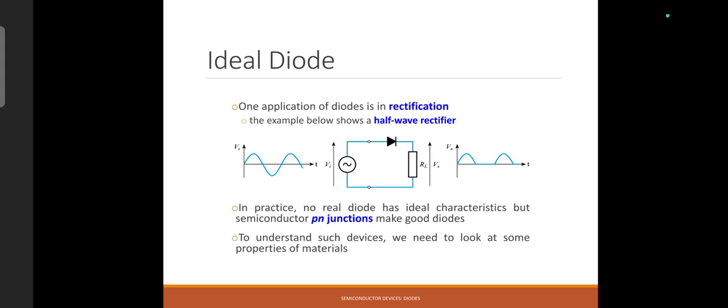Ideal diode application as a half-wave rectifier. One of the most common applications of a diode is rectification. Rectification is the process of converting alternating current into direct current, AC to DC. The circuit shown here is called a half-wave rectifier. During the positive half cycle of the AC input, the diode conducts current. During the negative half cycle, the diode blocks current. As a result, only one half of the input waveform appears at the output.